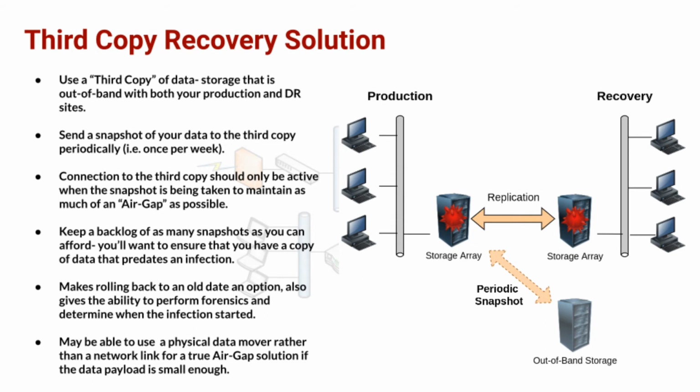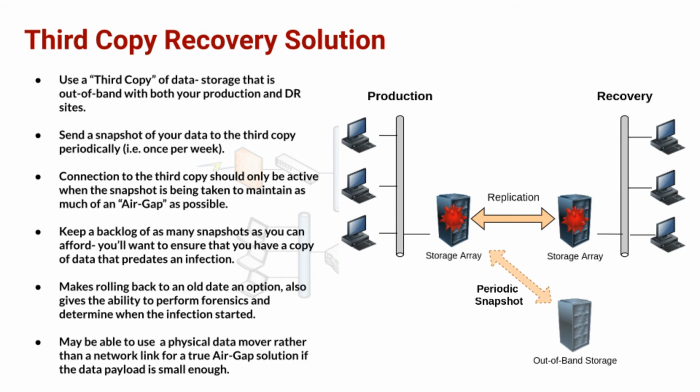And we're going to try and maintain as much of an air gap to this out-of-band storage as possible. So we're only going to make the link to the third copy open when we're actually performing a copy, and shut it down after we're done. We'll want to make sure that we have enough storage in our third copy to maintain a backlog of several snapshots to give us some sort of history.